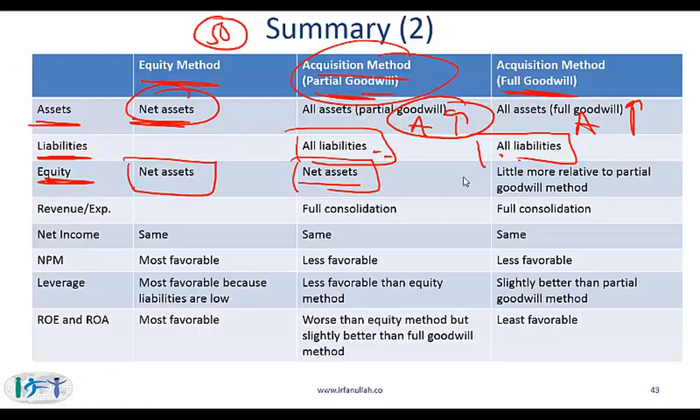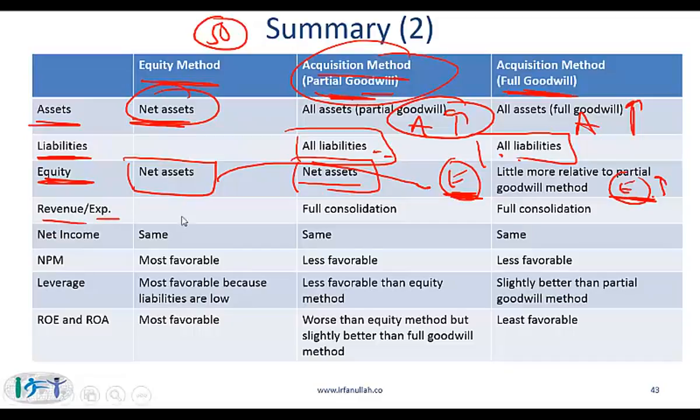But there is a subtle difference between the change in equity with the partial goodwill and the full goodwill. With full goodwill, you are taking the entire amount of goodwill of the acquired company. So the equity number will be a little bit higher here relative to the equity number with the partial goodwill method. The equity number in these two scenarios, equity and partial goodwill, will be the same.